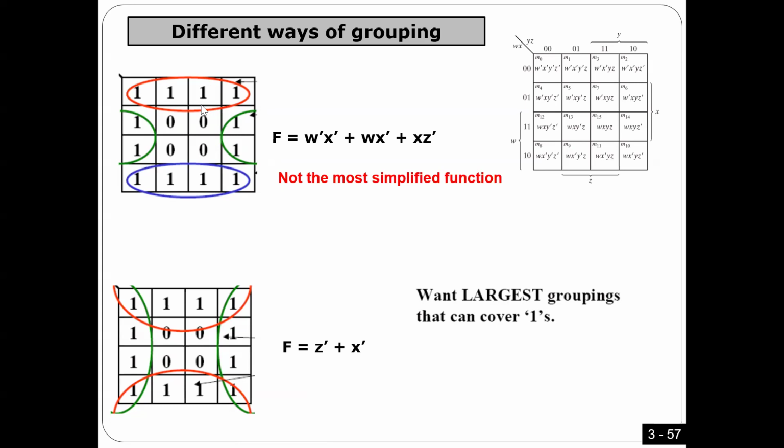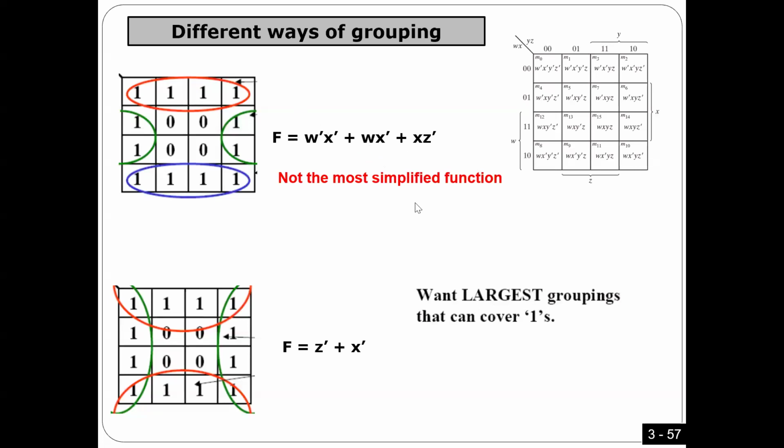So again, similar to what I explained before, as long as you cover all ones, you are going to have a correct function. But this correct function may not be the most simplified. So in this case, I will get 3 terms. For every group, 1 term, as you see here. But actually, there is a better way. This one is a correct function, but it's not the most simplified. I can simplify this one more.